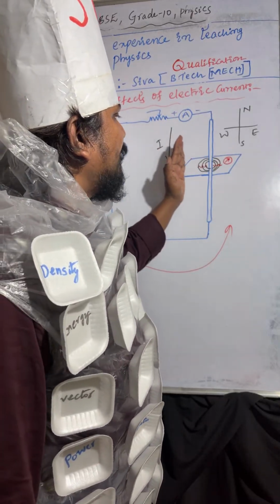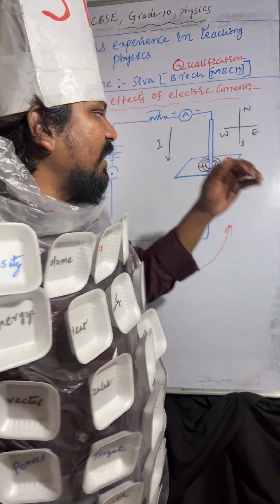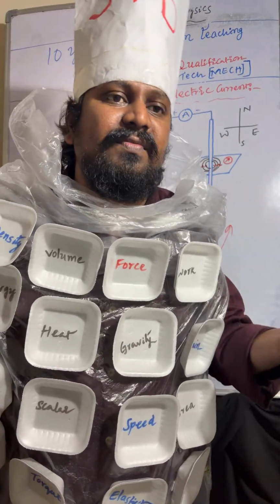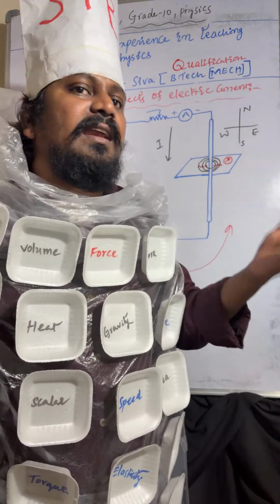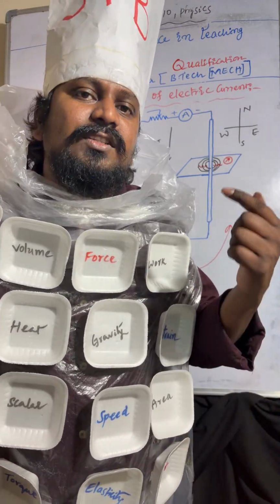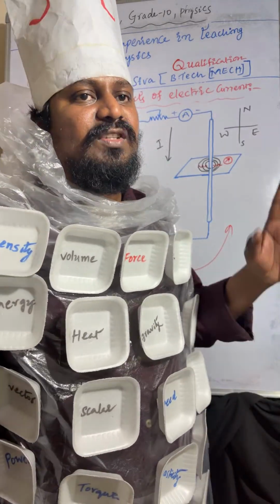So if you move away from the conductor, the magnetic field will be less. And one more point: the magnetic field is directly proportional to the strength of current. If there is more current, there will be more magnetic field. Less current, less magnetic field. So the magnetic field directly depends on the strength of current.